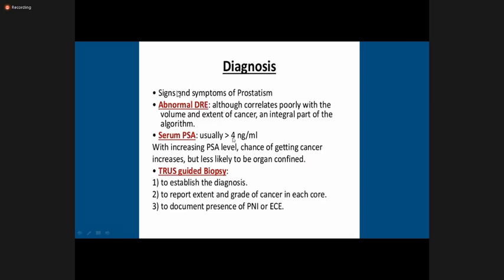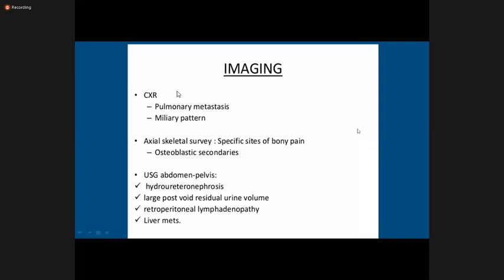So a PSA of more than 4 is suggestive, and then the TRUS, the transrectal ultrasound guided biopsy, to establish a diagnosis, to report the extent and grade of the cancer, the Gleason score, and to document the presence of metastasis. Chest X-ray again to see metastasis, and bone survey for bony pain and osteoblastic secondaries, with the bone scan. Ultrasound of the abdomen to see hydroureter and hydronephrosis, large post-void residual urinary volume, retroperitoneal lymphadenopathy, and liver metastasis. This is the advanced disease.